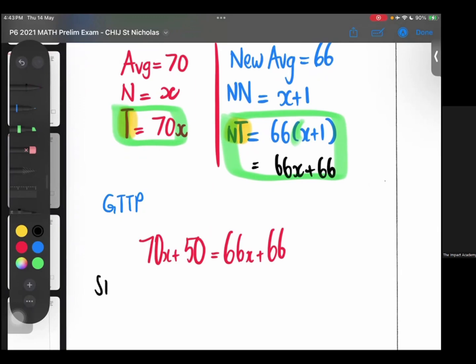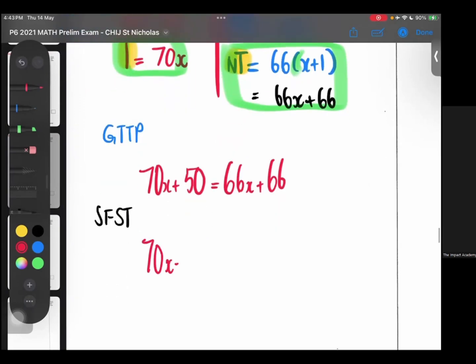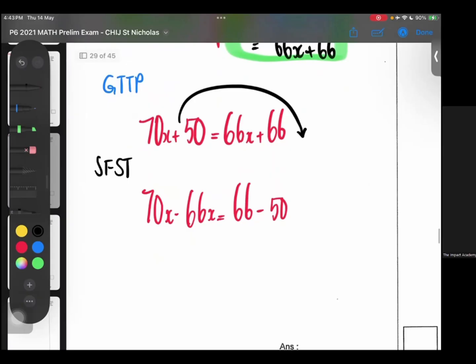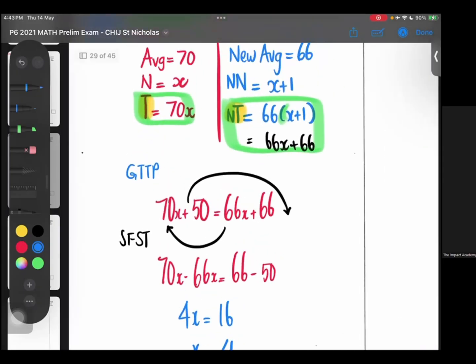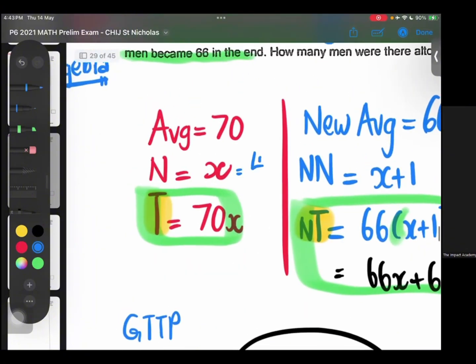Then the next step that you're going to take is what we call same family sit together. Same family sit together becomes 70x minus away 66x equals 66 minus away 50. What do I mean by that? You're going to bring the 50 over to this side. For the 66x, you're going to bring it over to this side. From here itself, you can see that 4x equals what? 66 minus away 50, we know that we will get an answer of 16. X equals 4. Make sense? So x equals 4 means the number of people, or in this situation the group of men at the very beginning, is 4.